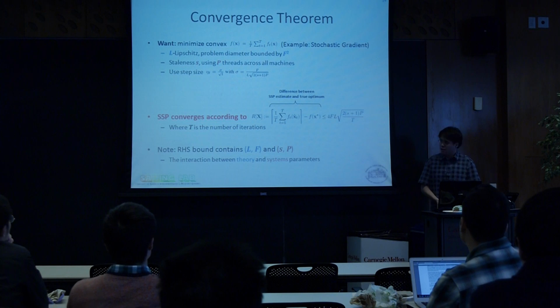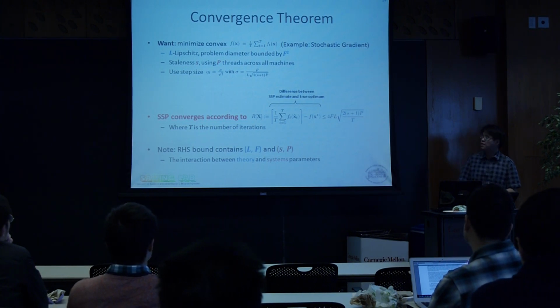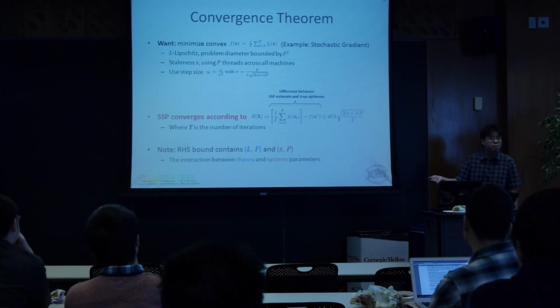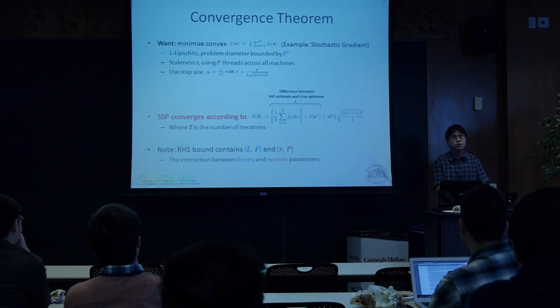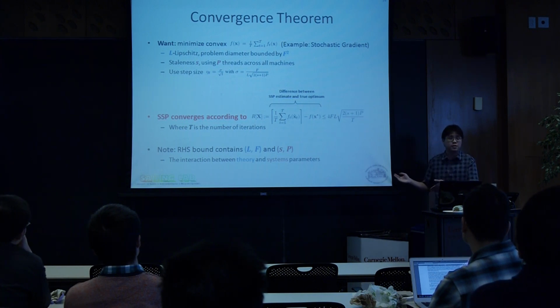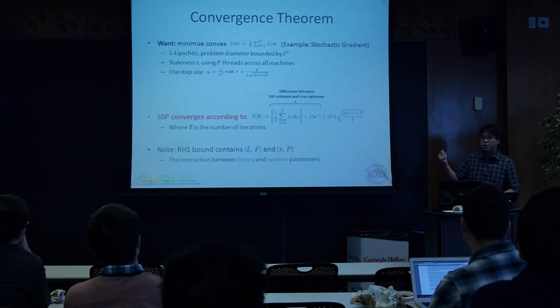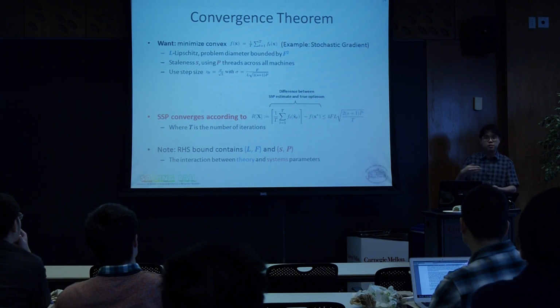But the point of showing this equation is that there is an interaction between the theoretical parameters, the Lipschitz constant and the problem diameter, as well as what I would refer to as the systems parameters, the staleness constant and the number of processors. So earlier on, I talked about looking for this middle ground between theoretical and systems research. I think this is evidence that there's a space to be explored here. That by taking into consideration how a problem behaves on a real system, you can get some fairly interesting results and perhaps make progress to design systems that will be faster in practice.